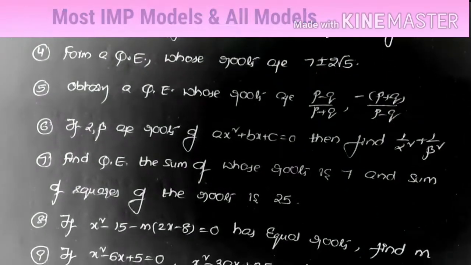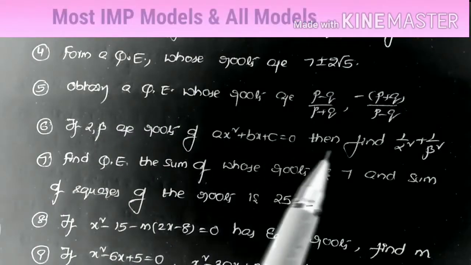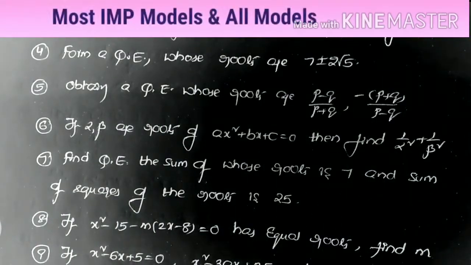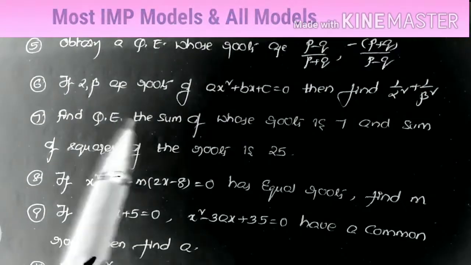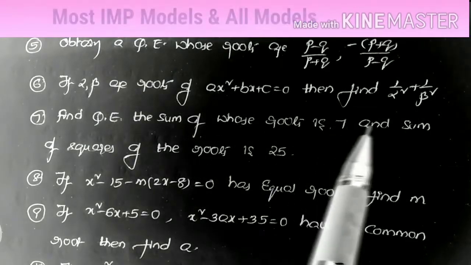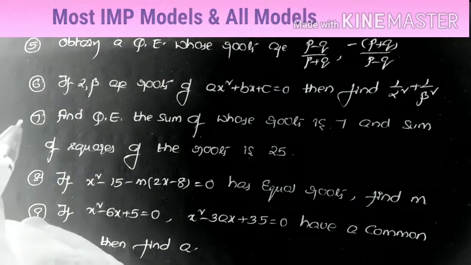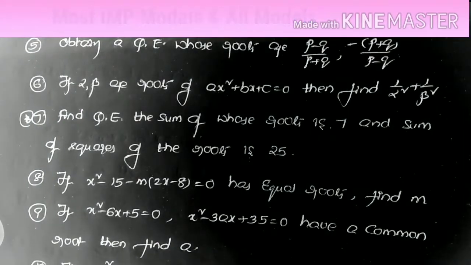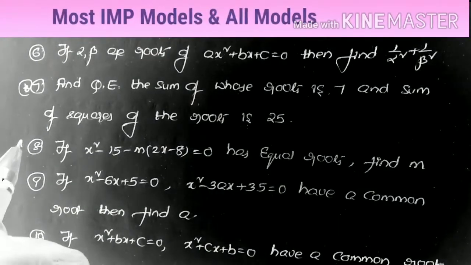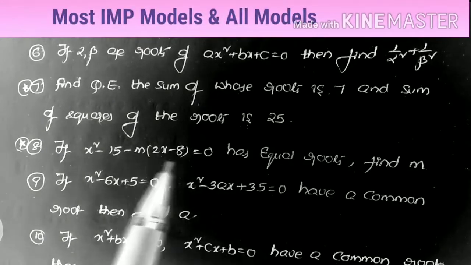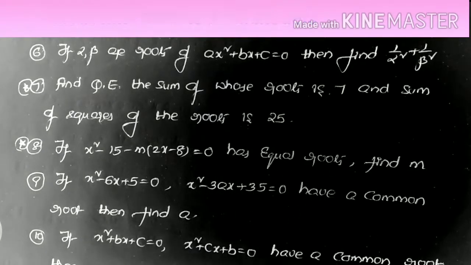Roots are given here and alpha, beta are the roots of the equation, then find this value and find the quadratic equation. Sum of the roots is given here, sum of the squares is also given. This is the important sum, most important problem. And the next one, very, very important 2 marks. If the equation has equal roots, then find the value of m.